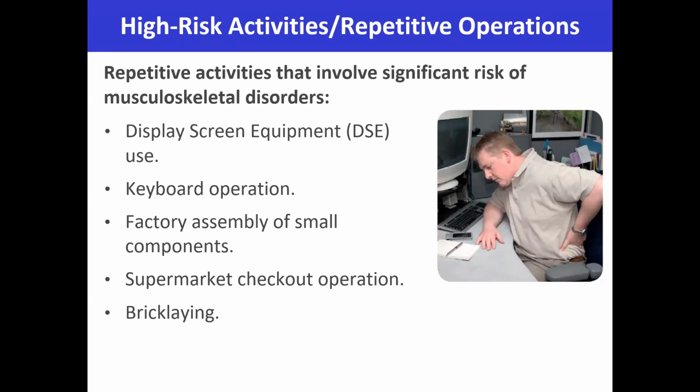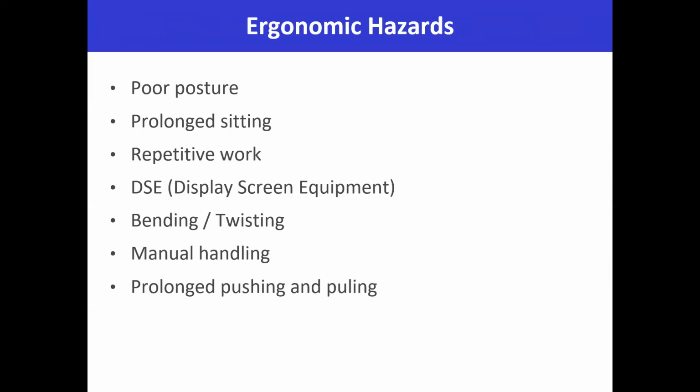Then there are people working in factory assembly of small components. What happens in factory assembly? You have to do a lot of repetitive movements, the same thing all day. That repetitive movement can cause serious injuries as well. Supermarket checkout operation, again, you are standing there all day, twisting and turning, in awkward posture. These can cause musculoskeletal injuries, and also bricklaying as well. So all of these are high risk activities or repetitive operations which can cause musculoskeletal disorders.